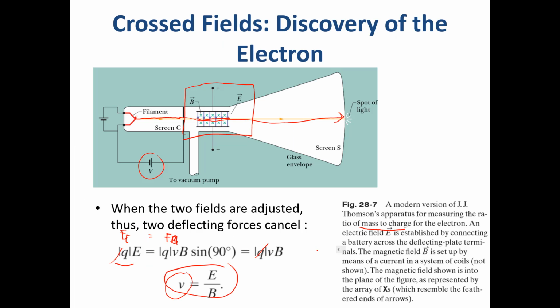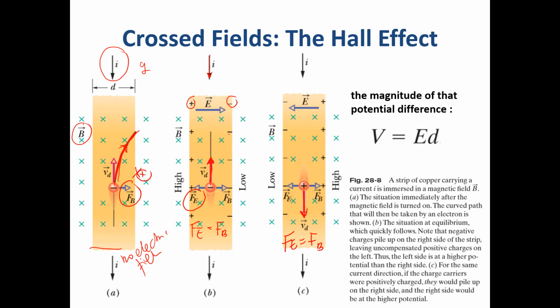So this is this device. We make a larger picture of this part here. So we can see that the magnitude of the potential difference is φ = E·d, where E is the electric field and d is the distance between the positive voltage and negative voltage, like this one. This is the d. So we can calculate the v.